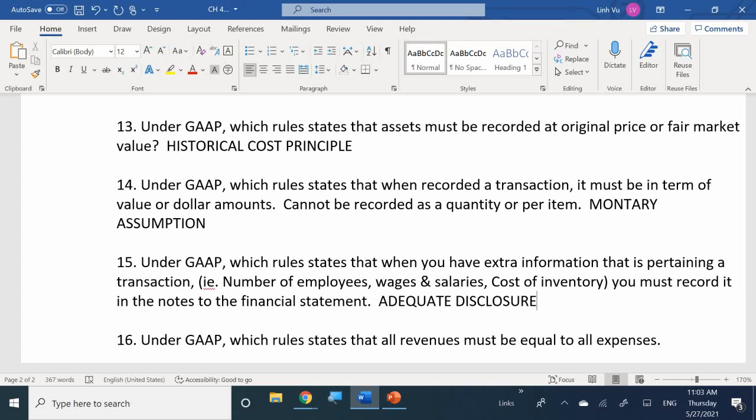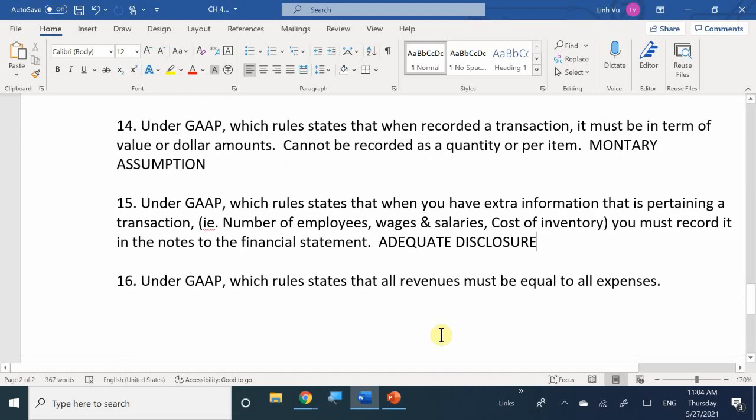Okay? So once again, all of that information is pertinent because you can't just say I have a total cost of $100,000 worth of employees. That tells me nothing because that doesn't tell me how big your company is. That doesn't tell me how small your company is. That doesn't tell me how many people are in your company. All right? So that's why adequate disclosure, or the notes to the financial statements, is what tells you, hey, you can't bypass this extra information because of the monetary assumption rule where you have to journalize everything in terms of dollar value. So they dedicate a small section for you to have all of that information there.